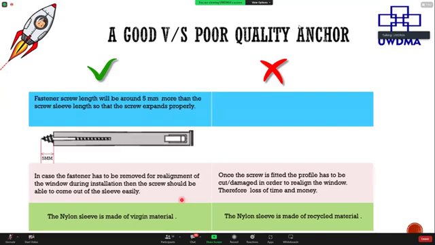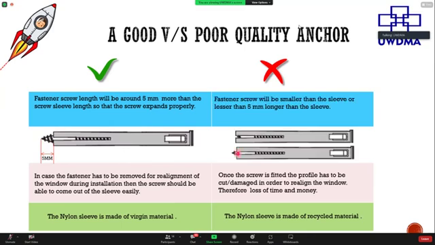So what is a good quality screw? Firstly, this metal screw should be at least 5 mm longer than the sleeve, because just imagine if it is smaller, then these leaves won't open properly. And if the sleeve won't open properly, then it won't lock itself perfectly into the wall. So a good quality fastener should be at least 5 mm bigger than the jacket or your nylon sleeve. Just see, when they're smaller, this sleeve won't open fully.